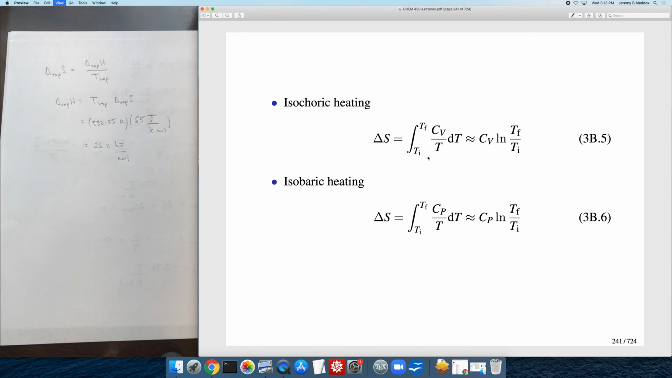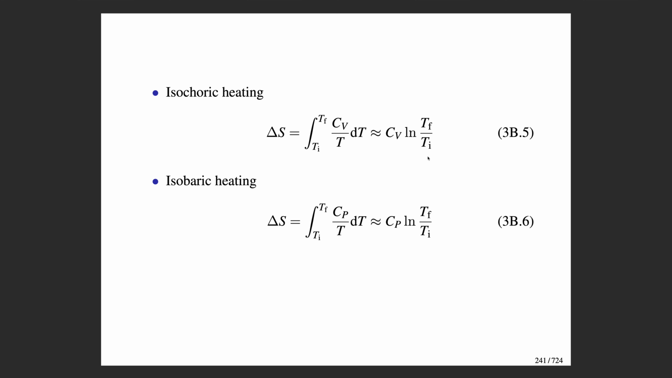On this slide, these are the formulas for calculating delta S for heating problems. So if you're heating up a gas, you could heat under isochoric conditions or under isobaric conditions. For isochoric conditions, the heat is CV dT divided by temperature. In many cases, the heat capacity can be regarded as a constant. So the CV comes outside, and then you're integrating dT over T, which gives you the natural log of Tf over Ti. If the heat capacity is not a constant, then you have to explicitly do that integral.